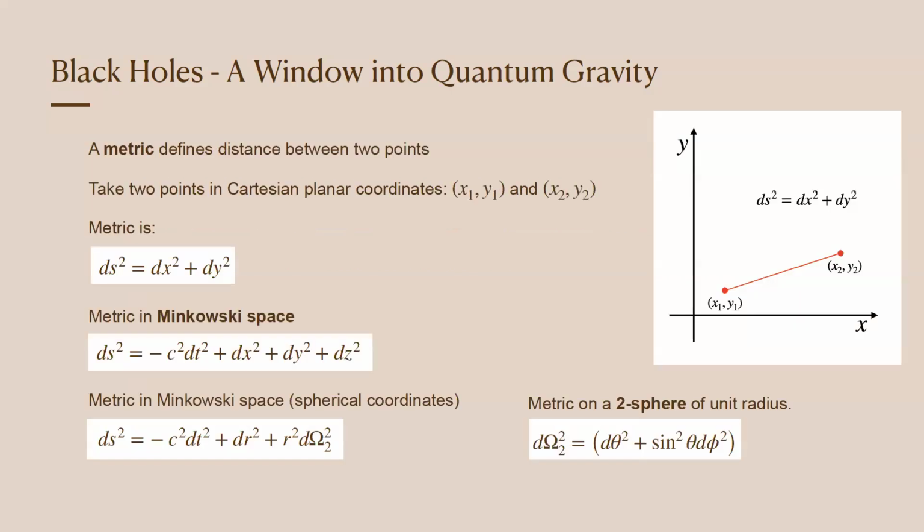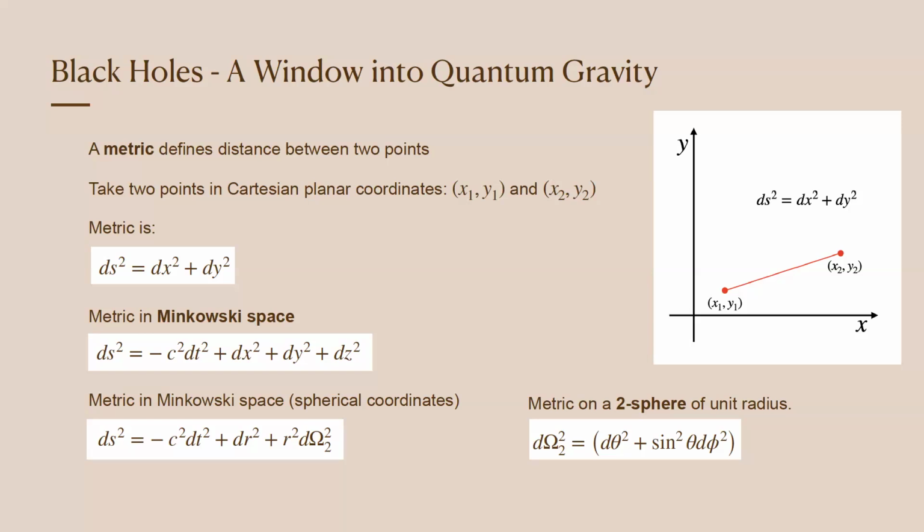Before moving on to the black hole geometry, let's introduce the concept of a metric. A metric defines the distance between two points. In Cartesian planar coordinates, take two points in a plane, (x1, y1) and (x2, y2), and there is a distance between these two points. The question is, how do we define this distance? How do we measure that length between these two? It is given by the metric. Here the metric is this. It's the line element, another way to say this, which is given by this.